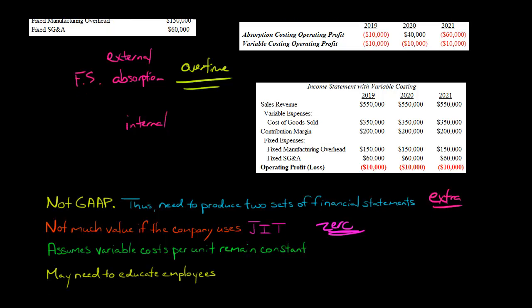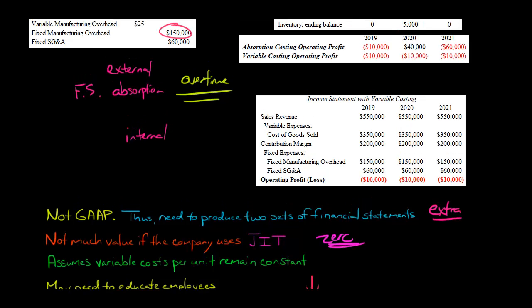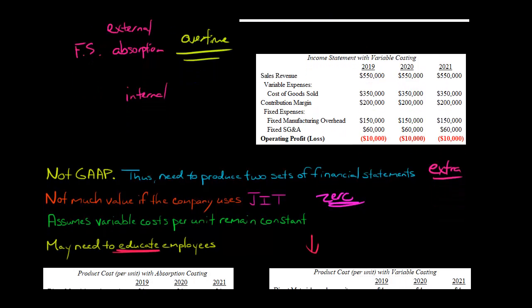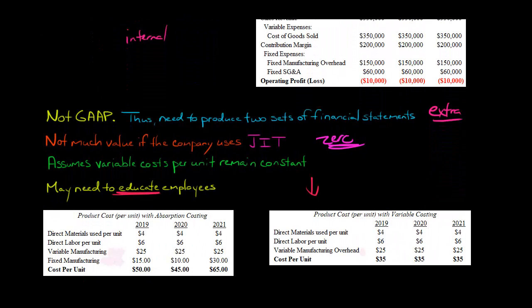Okay? But maybe the biggest issue, the most significant issue with variable costing is the need to educate the employees so that they understand that when you implement variable costing, basically the product cost per unit is going to go down. So the product cost per unit is going to go down. And the reason is that this fixed manufacturing overhead is going to be treated as a period cost, and it's going to be expensed immediately. So it's no longer going to be treated as a product cost.